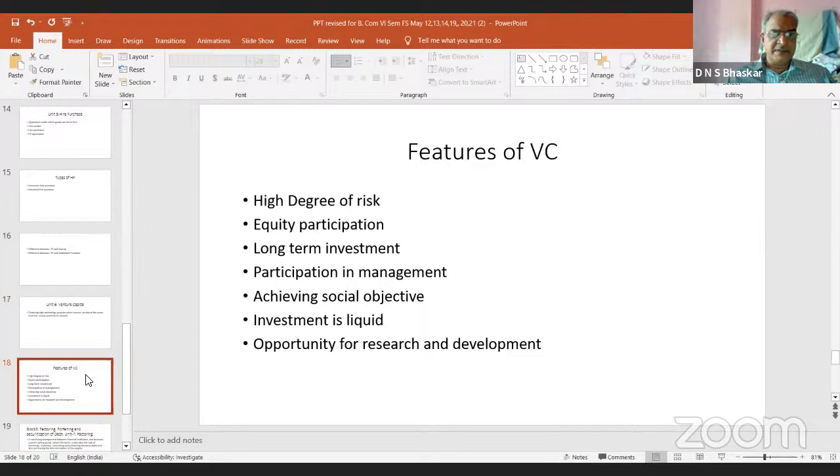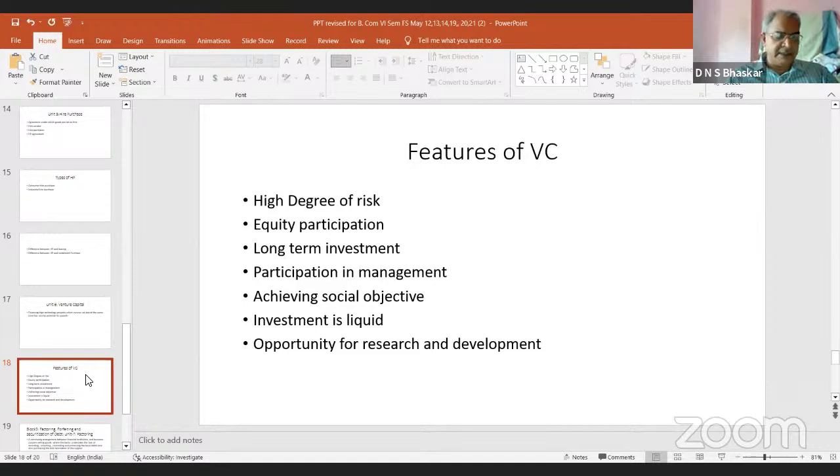In the case of the features of the venture capital system, a high degree of risk will be there. As we all know, venture capital is itself named after high risk projects. So the risk of accepting the project, the risk of financing the project, the risk of making it a success, all these are high risk only. Then equity participation will be there.